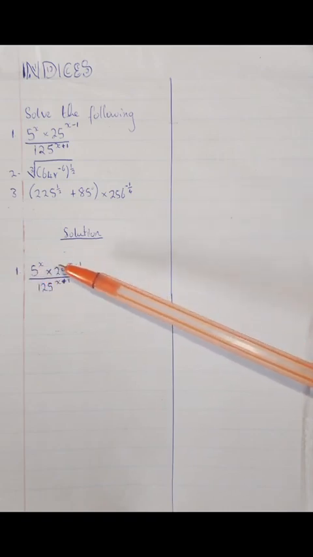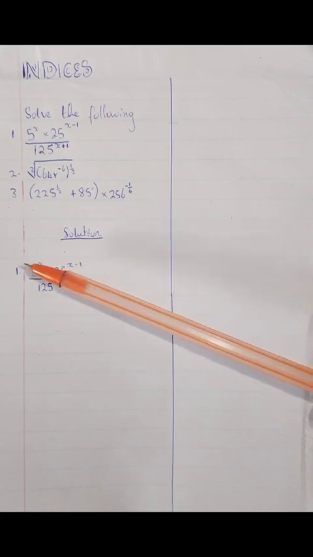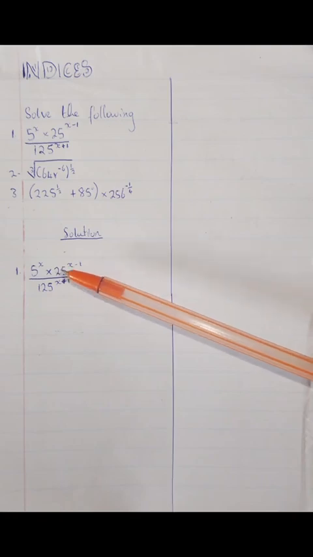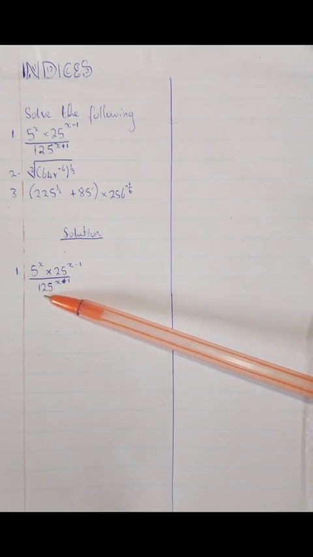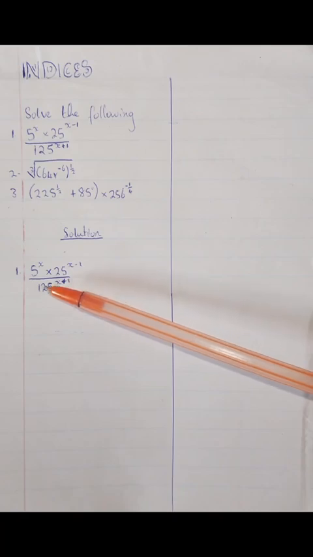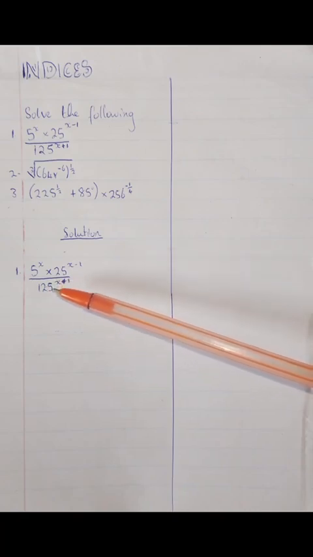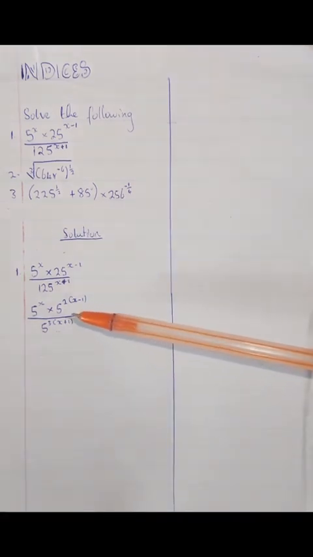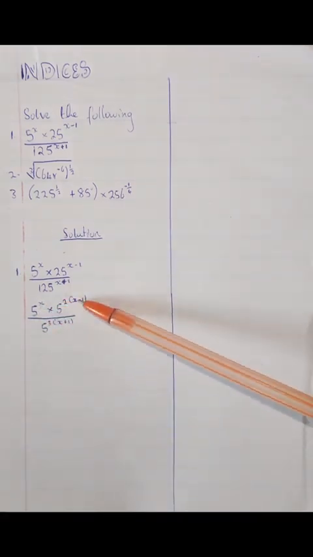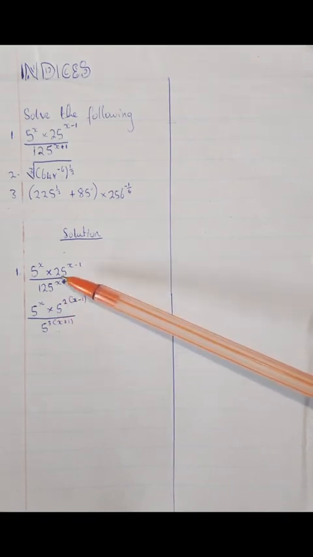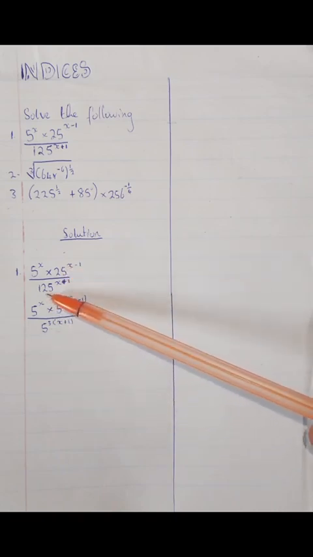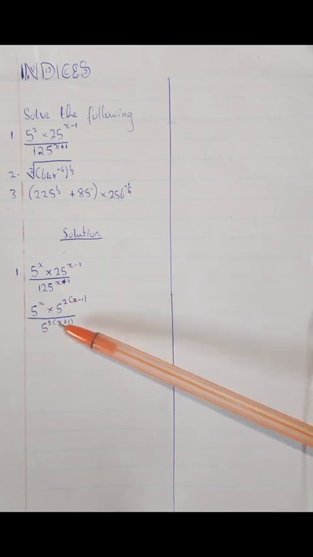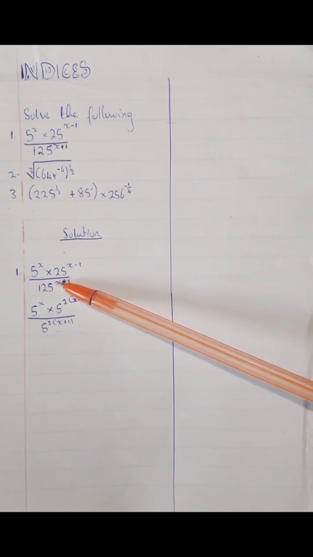How do we mean? If I'm expressing 25 in terms of 5, that means we'll be having 5 to the power of 2, because 5 raised to the power of 2 will give us 25. And for 125, if we express it in terms of 5, we'll be having 5 to the power of 3, because 5 raised to the power of 3 will give us 125. So if we do that, we'll be having 5 to the power of x times 5 raised to the power of 2, which represents 25, then x minus 1, which was here. Then for 125, we have 5 raised to the power of 3 and the power, which is x plus 1.